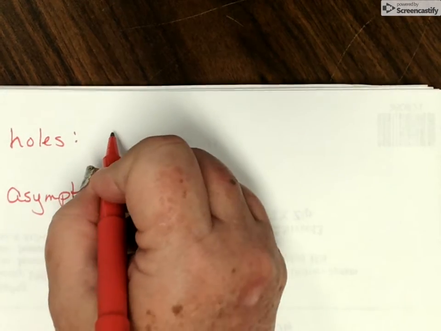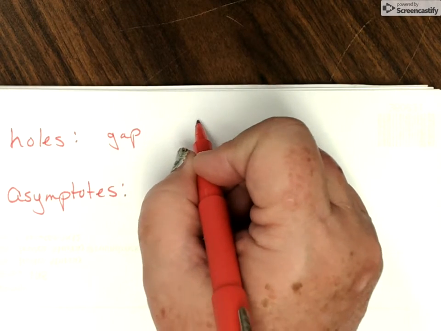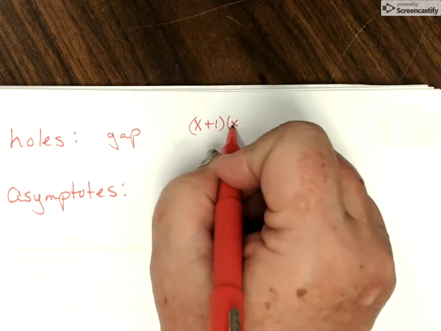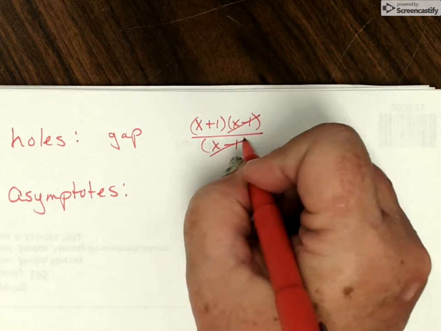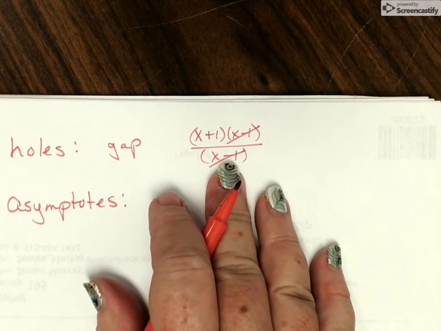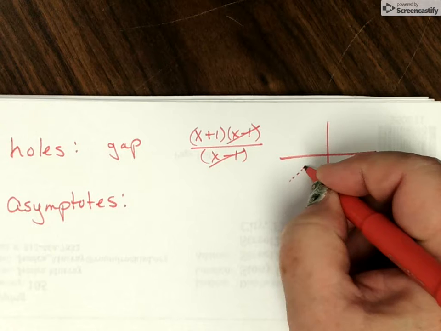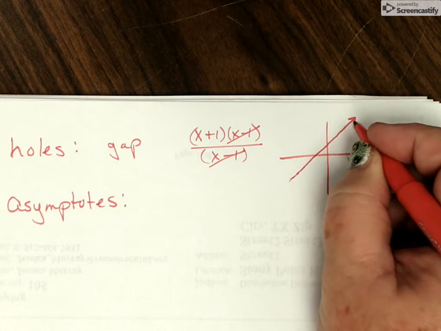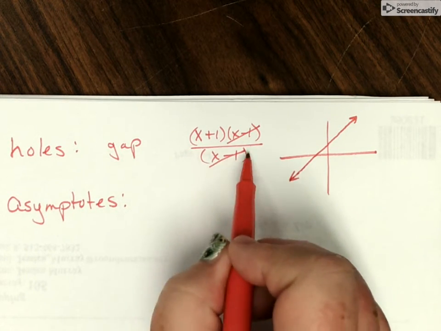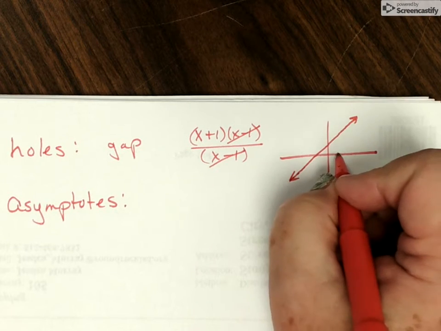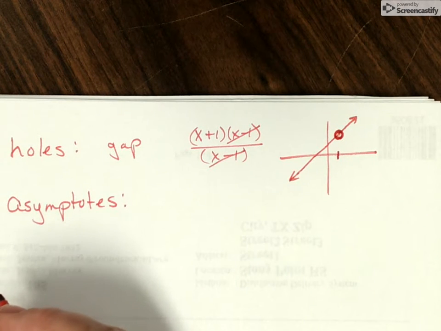Now, a hole is literally a gap in the graph. In the problem we just worked on, where we had x plus 1 times x minus 1 over x minus 1, I said this canceled out. That is going to create a hole on the graph of x plus 1. You know x plus 1 is a linear graph, so I'm just going to graph x plus 1 like that. But the difference between this and the graph of the original problem we started with is that right here, when x is 1, there's going to exist a hole on my linear function.